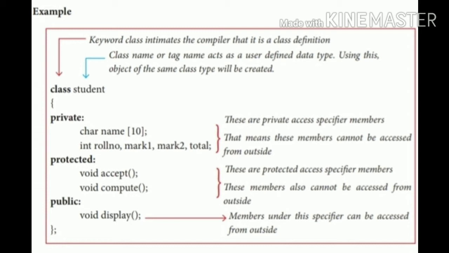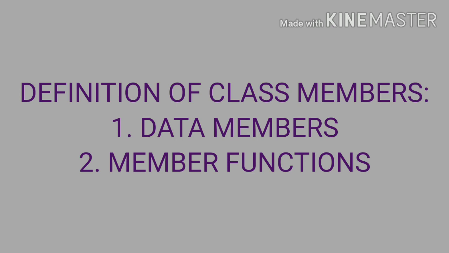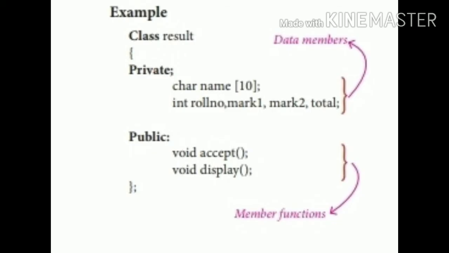Okay. The next concept is definition of class members. A class comprises members which can be classified into two types: data members and member functions. A data member is nothing but a data variable. A member function is nothing but a method. Data members are also called attributes.